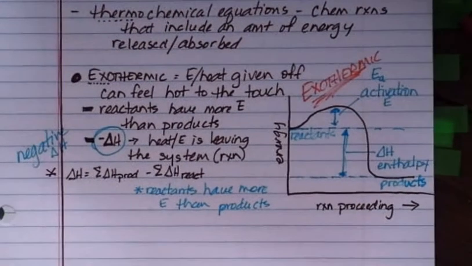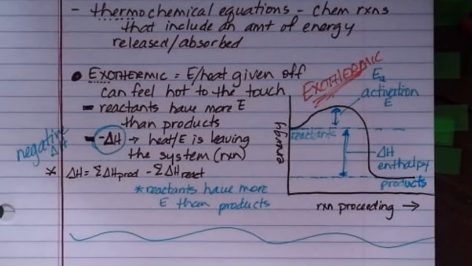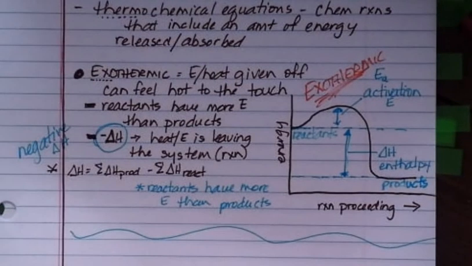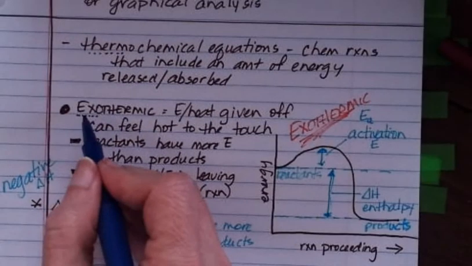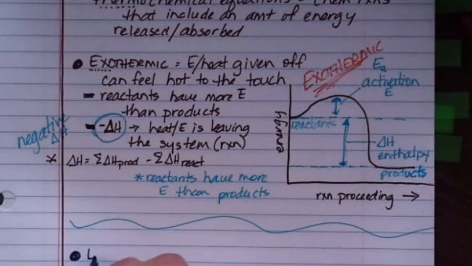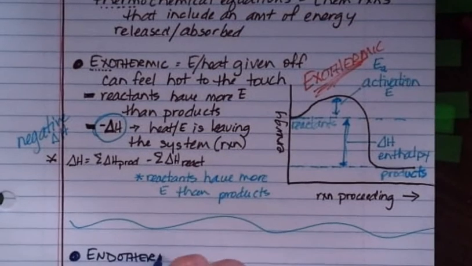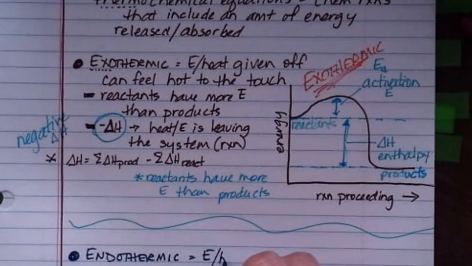Okay, I'm going to put another little line here. Now we did exothermic. Let's look at endothermic. When we talk about exothermic, exo, exit, the heat's leaving. And the next one is endothermic, and endothermic is a little stranger. Endothermic means that the energy or the heat is absorbed.